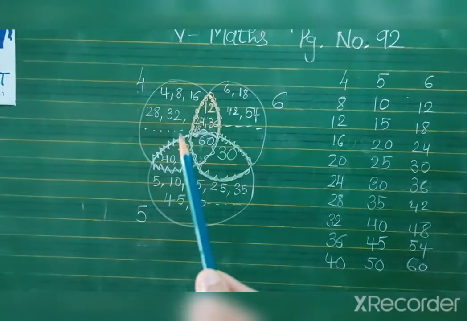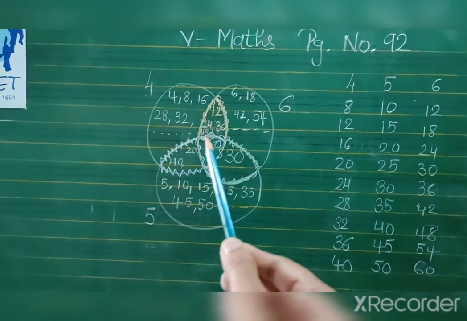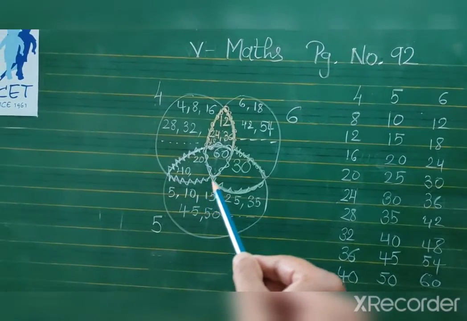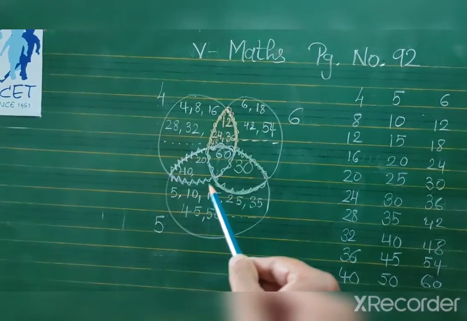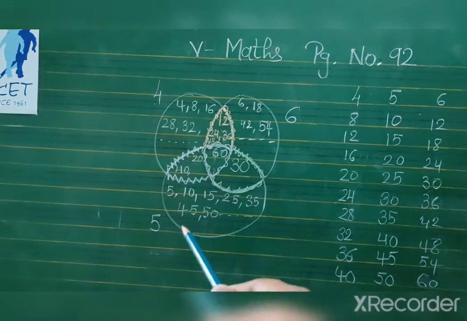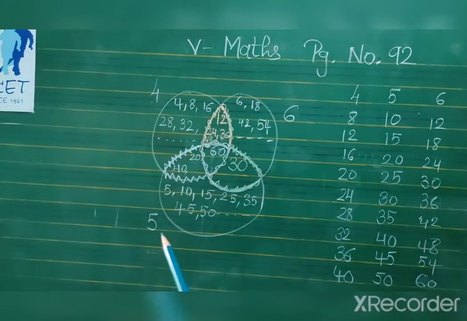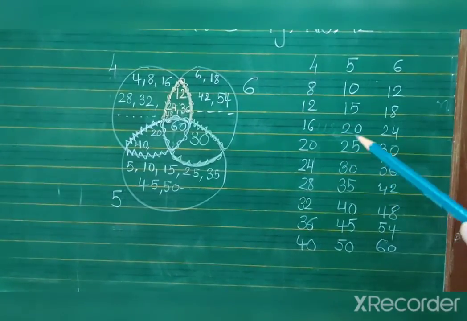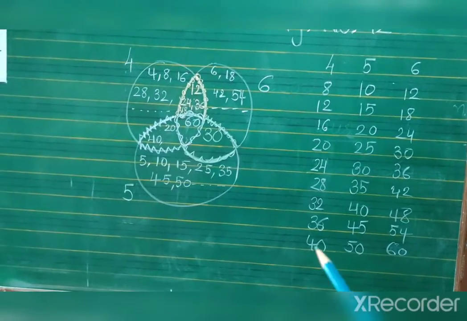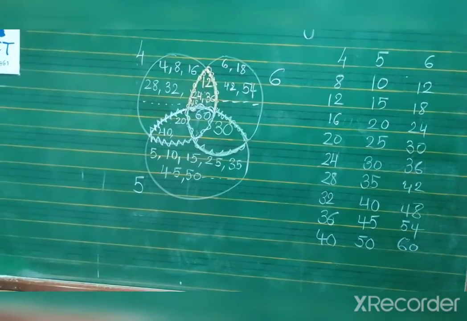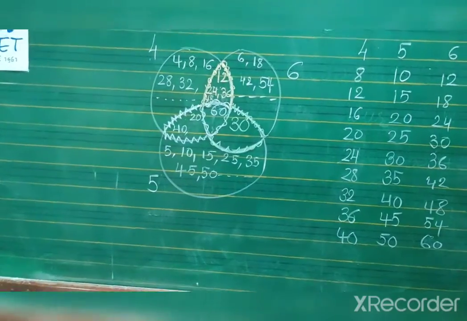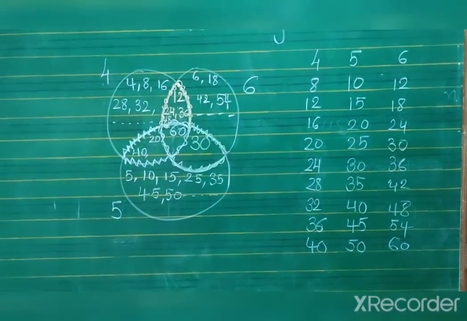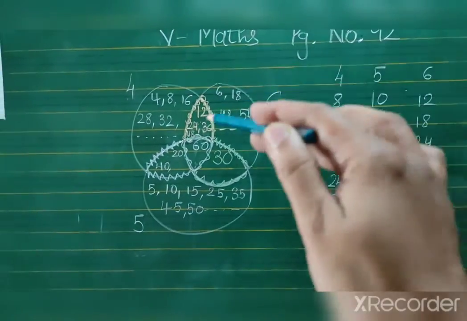And now see here the common portion of this and this. We will write the multiples of 4 and 5. Multiples of 4 and 5 you can see are 20, 20, 40, 40 and so on. So you will get many. Now the uncommon multiples we will write in the circle, not in the common portion.